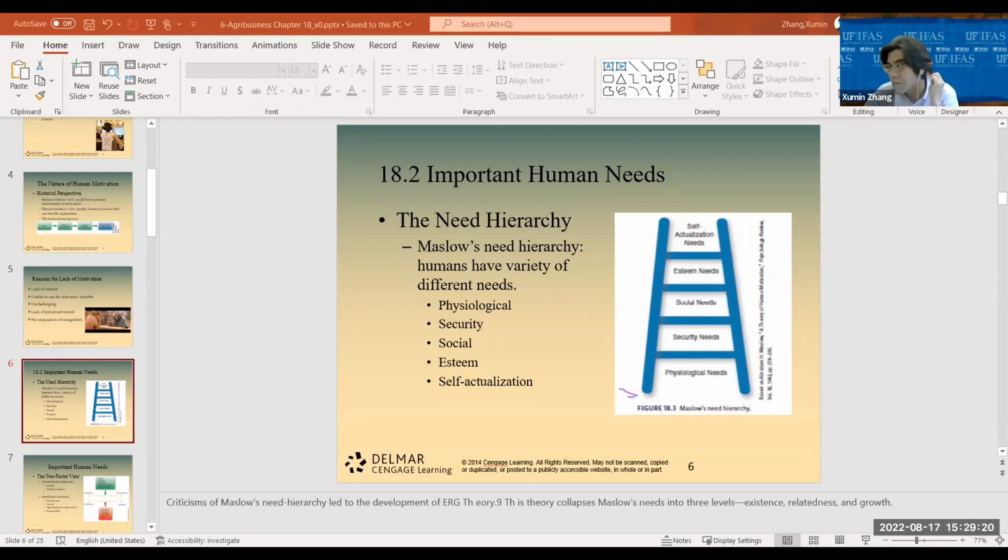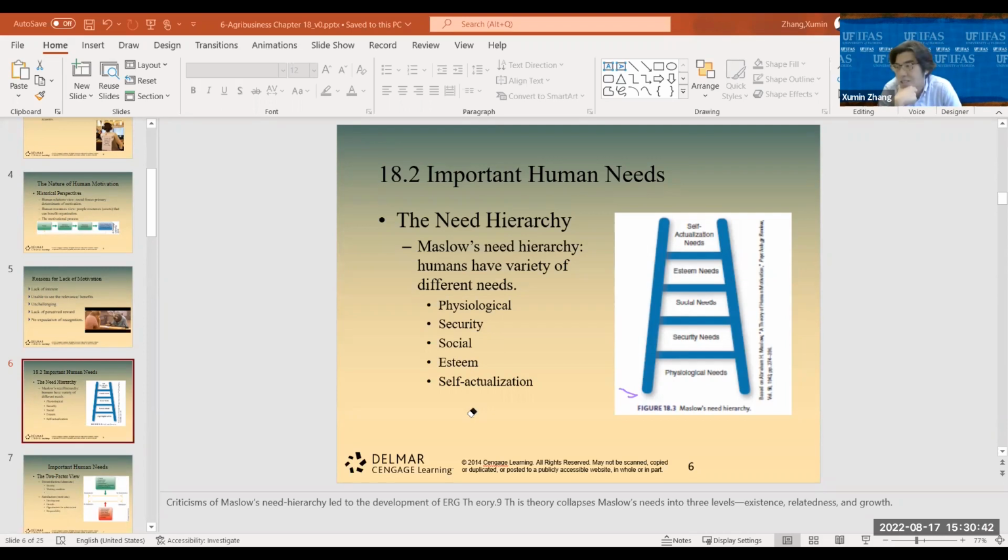Then the security needs. Here we are talking more about the working condition and an emotional environment that makes you feel comfortable. The job security, health insurance, and later on the retirement make you feel secure. Then we move to the social needs. The social needs are the needs for a sense of belonging, for relationships. We need love.